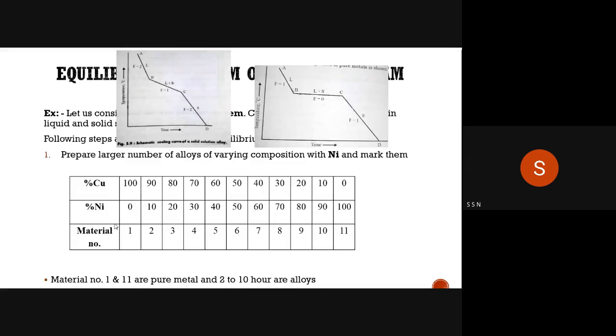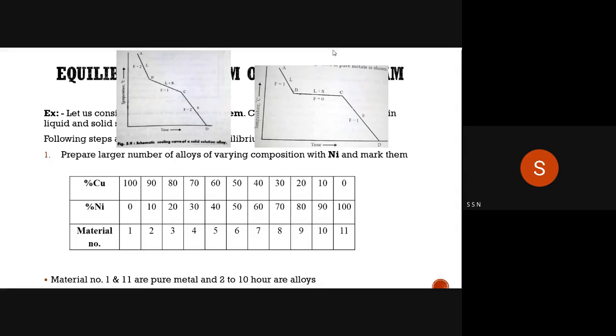Okay. So in the equilibrium diagram, we have seen in the last lecture how to plot that equilibrium diagram for copper and nickel alloy. We have considered one example, where copper is taken for different percentages as well as nickel is taken for different percentages in that alloy. And we have given numbers to those materials. Suppose material number 1 has 100% copper and 0% nickel. That means pure copper is material number 1. Similarly, for material number 11, the percentage of copper is 0 and the percentage of nickel is 100%. Therefore, material number 11 is pure nickel.